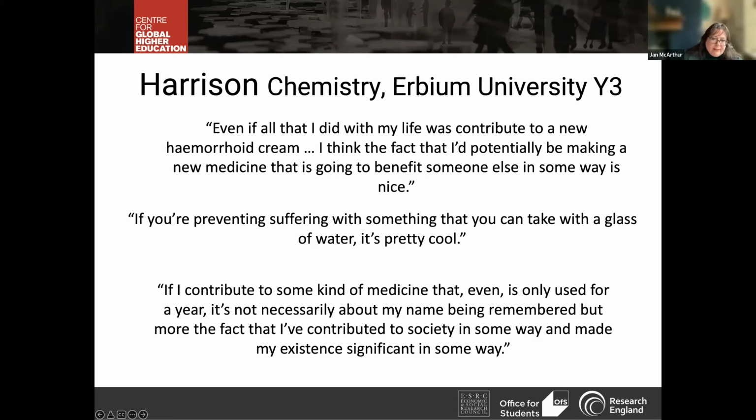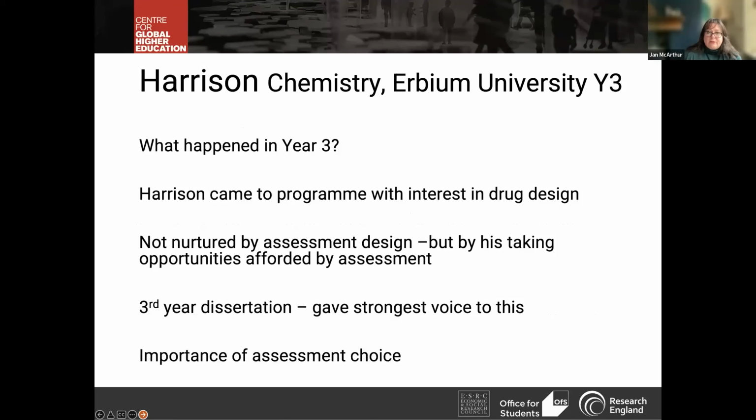But there's an interesting thing about Harrison where all this, even though it's evident over all 3 years, it flourishes, as you can see in these quotes that come out in year 3. Harrison came into the program with an interest in drug design, but it was never really nurtured by assignments, but he tried to take opportunities where he could. If there was any option, he would make the assignment go in this direction. Third year dissertation was obviously where there's going to be the strongest chance for this to flourish.